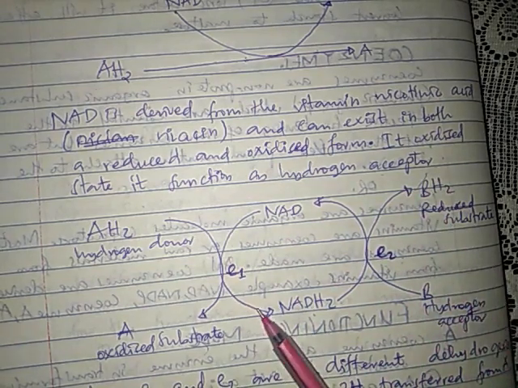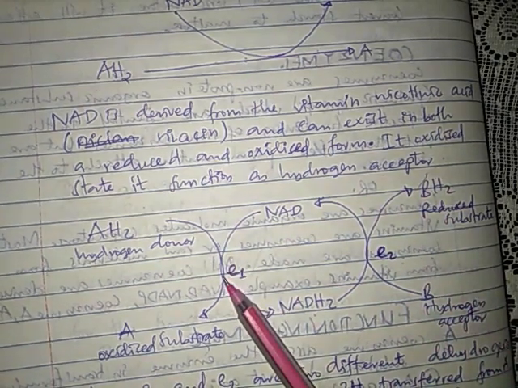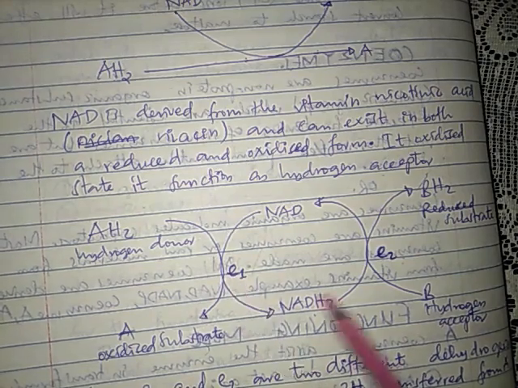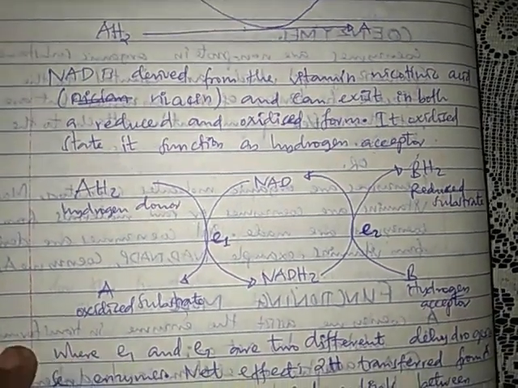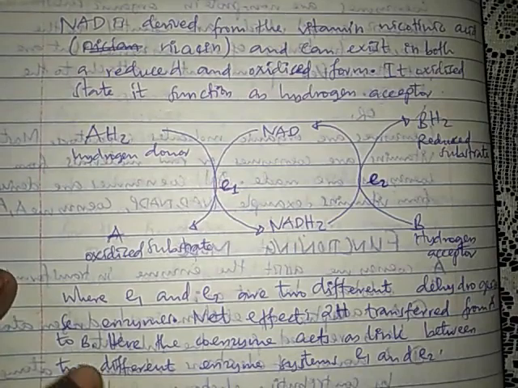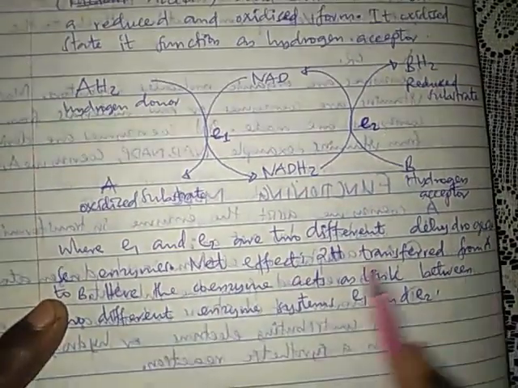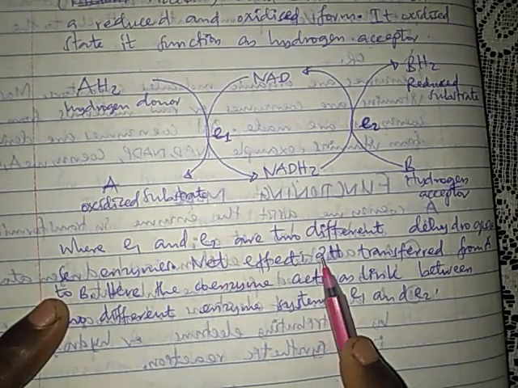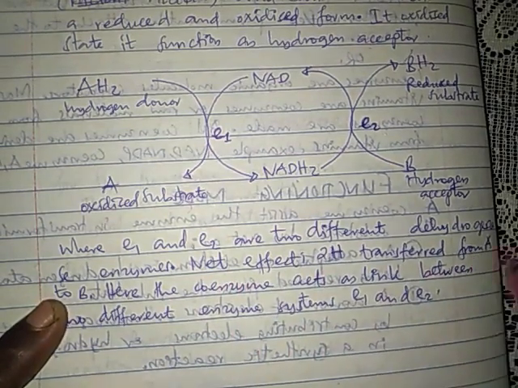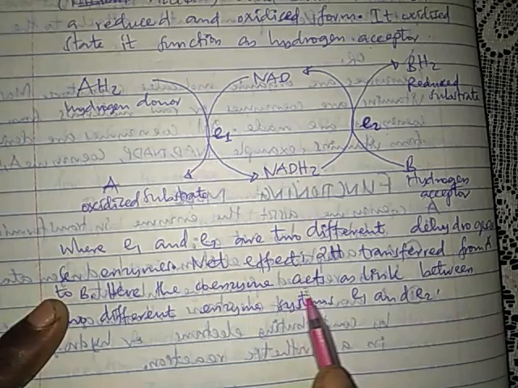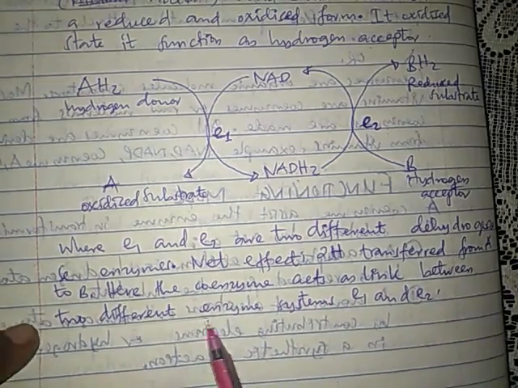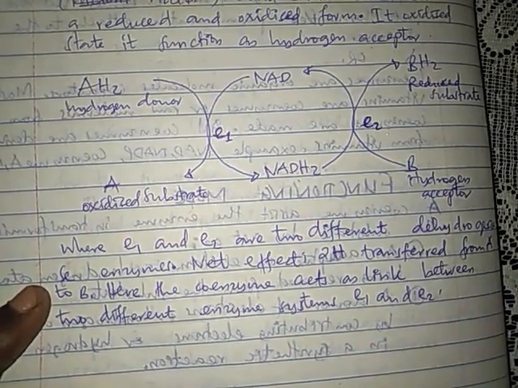Kwa hiyo ndio hapa NAD ana act kama cofactor hapa. Kwa hiyo kwenye mazingira hayo unakuta kwamba, where E1 and E2 are different dehydrogenase enzymes, the net effect is two hydrogens transferred from A to B. Here the coenzyme acts as a link between two different enzyme systems E1 and E2.